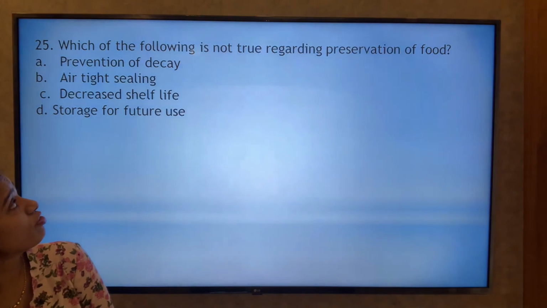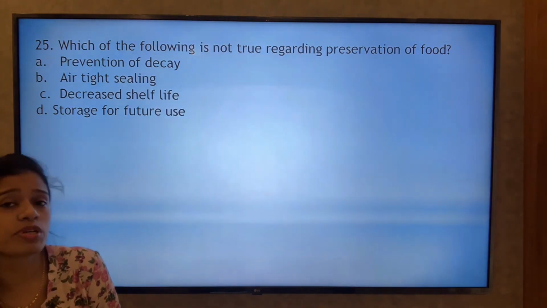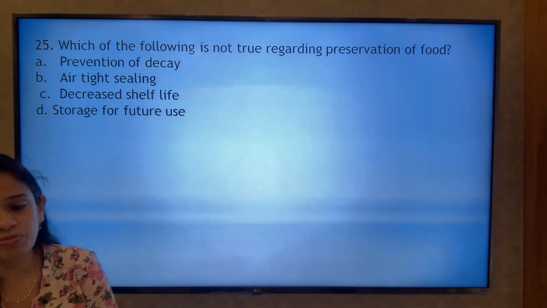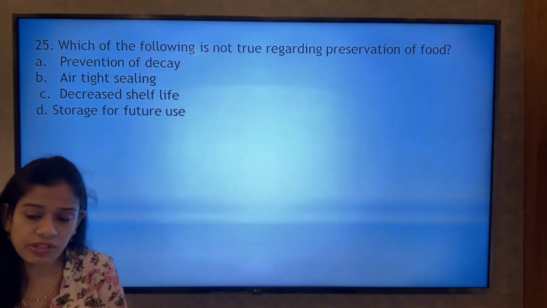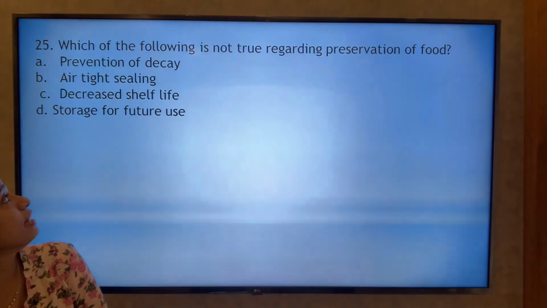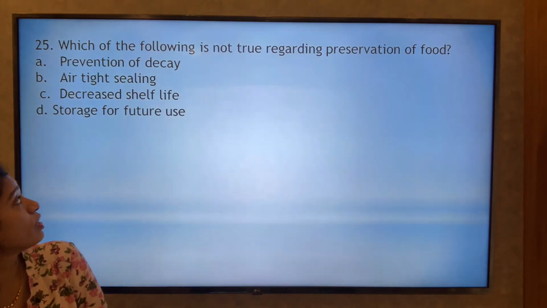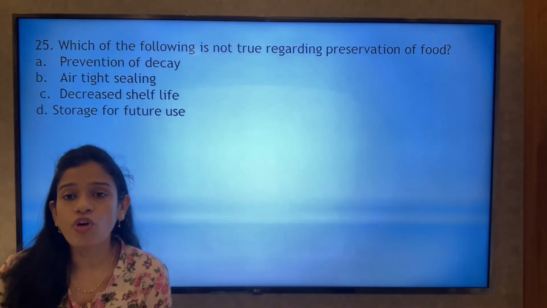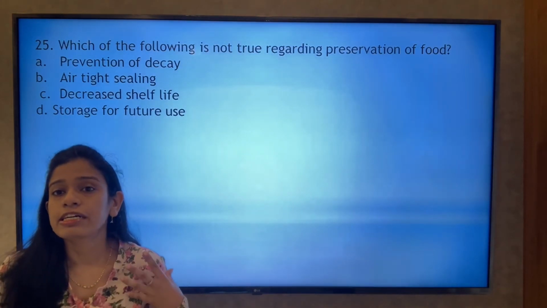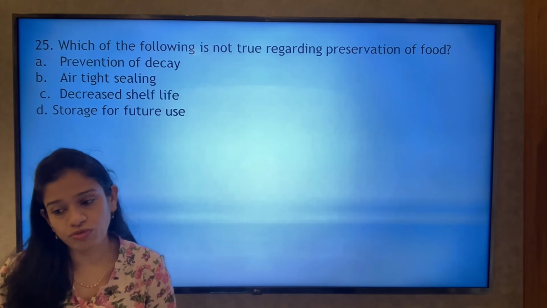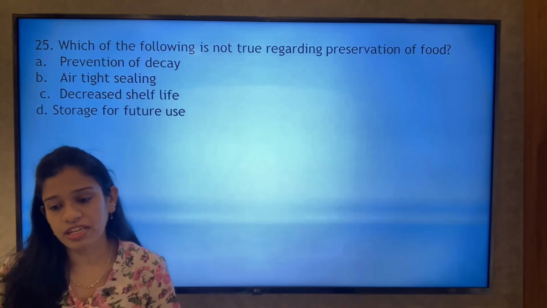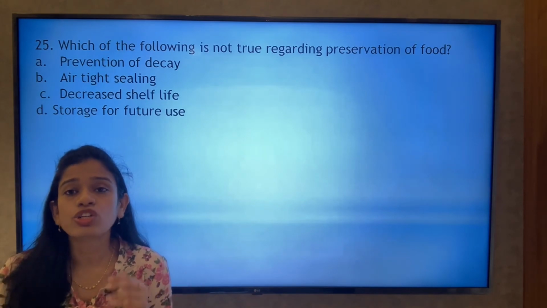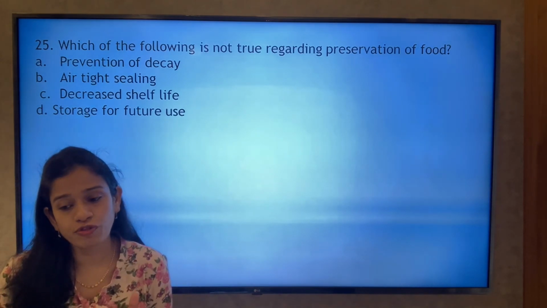Next one, which of the following is not true regarding preservation of food? So which of the statements is not true regarding preservation? It prevents decay, airtight sealing, decreased shelf life, or storage for future use. Now, which of these is false about the idea of storage or preservation of food? First thing is prevention of decay. Obviously, preservation of food is done to stop the decaying of the food.